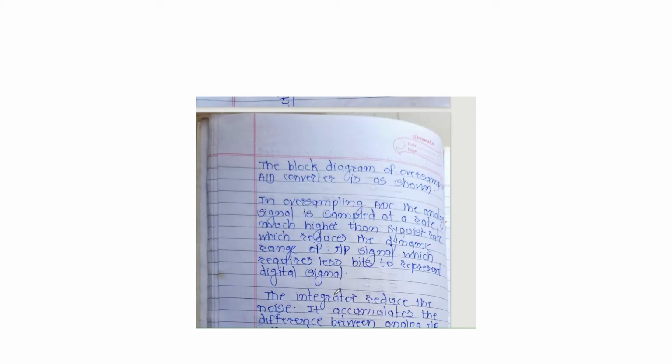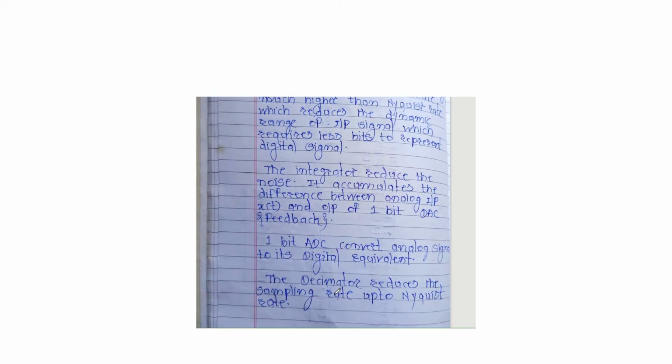Okay. The integrator reduces the noise. It accumulates the difference between the analog input x of t and the output of the 1 bit DAC, that is the feedback. Integrator we have studied in the ADC subject in second year, where the op amp can be used as an integrator. The same integrator is applicable here. So what is the function of the integrator? It accumulates, means it stores the difference between the analog input and the output of the 1 bit DAC.